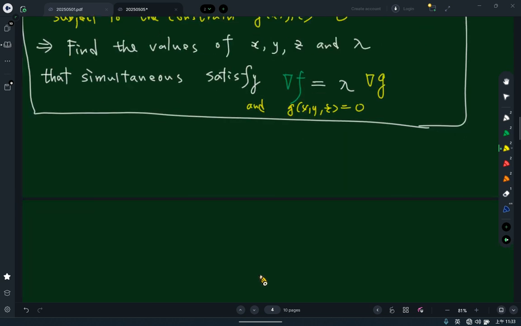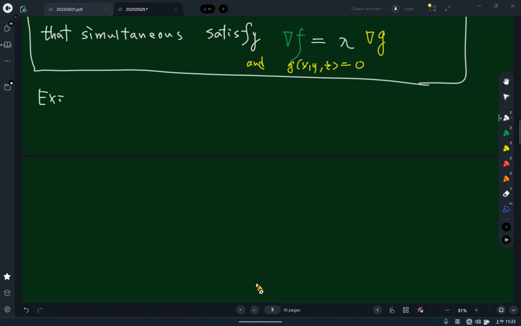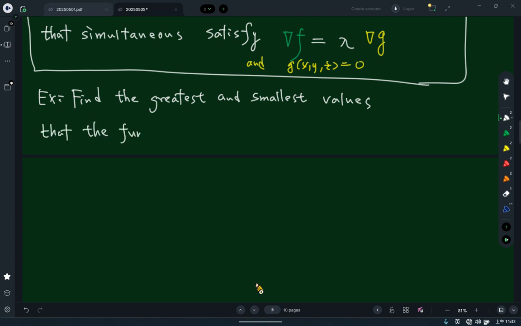Okay, so I will give you an example. Find the greatest and smallest values that the function f of x, y is equal to xy takes on the curve x squared over 8 plus y squared over 2 is equal to 1.